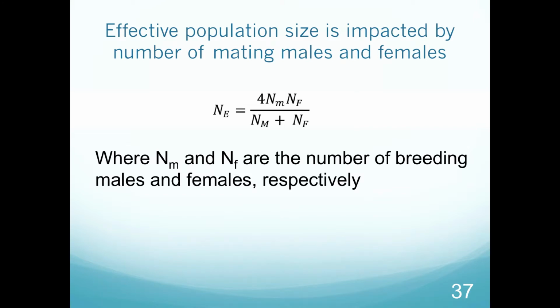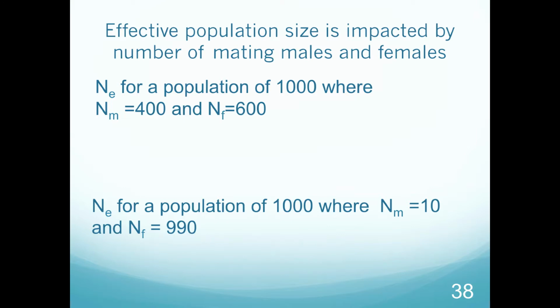And effective population size is impacted by a lot of different things, including how many males and females are mating in a population. If there's an uneven number of males and females in a population, then effective population size will be reduced. So if we have an even number of males and females mating, it will be close to the actual size of the population. But if there's a smaller number of males, for example, then the effective population size will be much smaller.